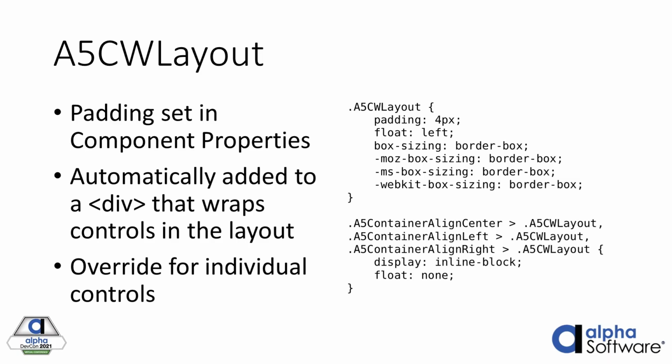And this is the code that I extracted out of the Chrome debugger today. I just wanted to see where it is defined and what we are creating for it right now. What we're creating for it is it has a padding value, it has a float value, it defines some box sizing. And then there's also another section where we're assigning some display inline block and not floating it at all if it's inside of a container that's been aligned center, left, or right.